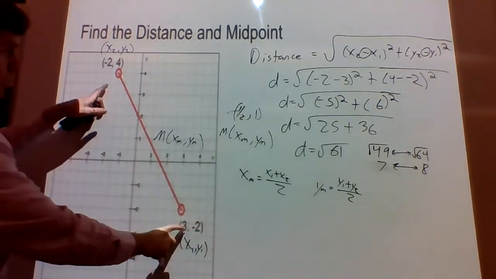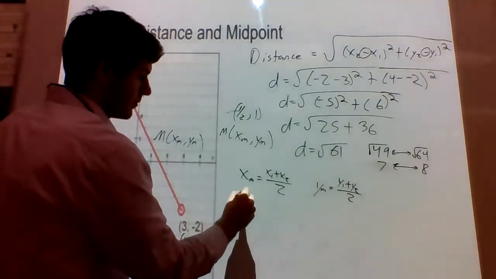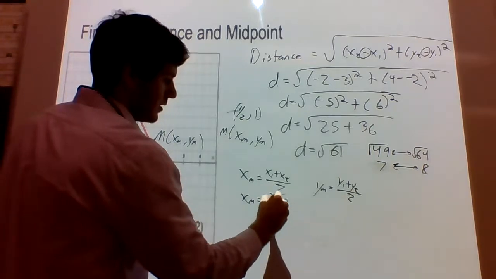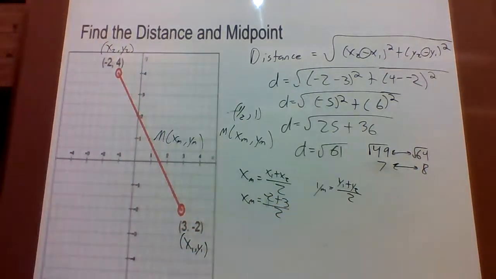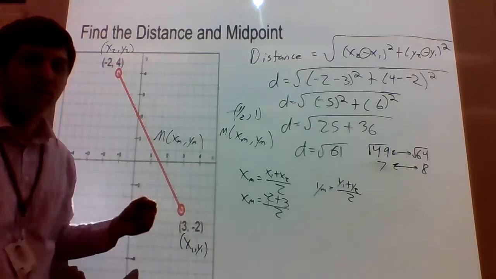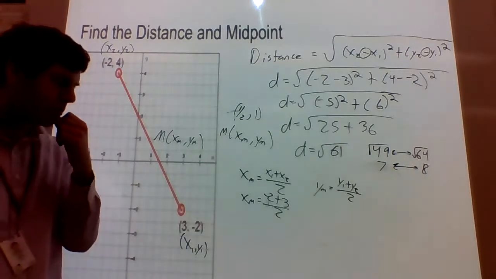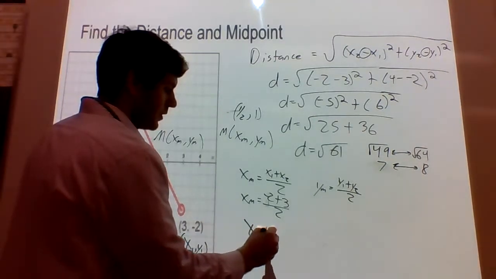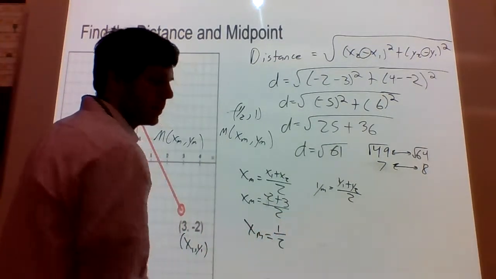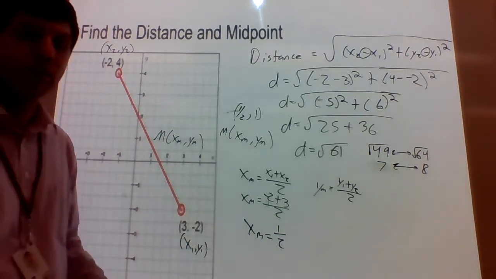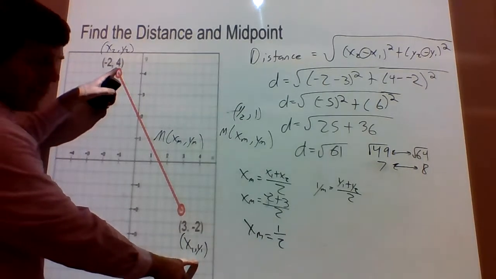So we want to take the average of the two x values, which is -2 and 3, and divide by 2. Why are we dividing by 2? Because there are two values. So we're finding the average of the x values. We add up the x values and divide by how many x values there are. There are 2 x values, so we divide by 2. So our midpoint x is -2 plus 3, which is 1, over 2.